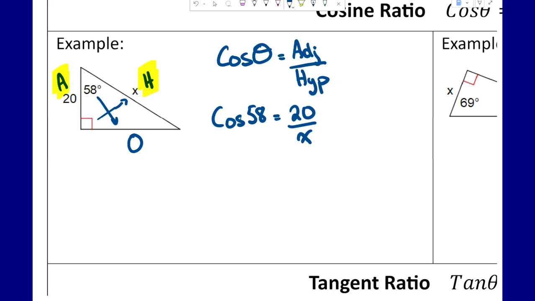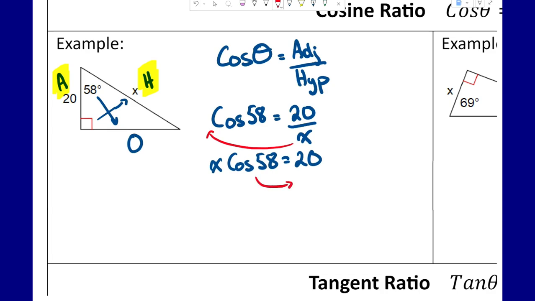And now I need to solve my equation. I'm trying to solve this equation to get x by itself. x is on the bottom right now. I don't want it there. I'm going to bring it up. We're seeing a similar pattern or similar steps to what we just did with sine. So bring the x up. It's now x times cosine 58.